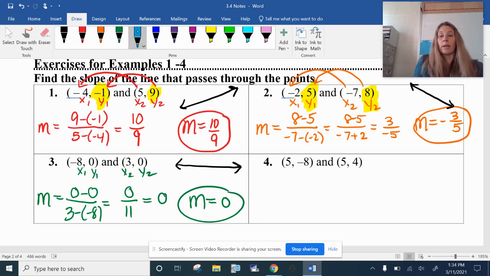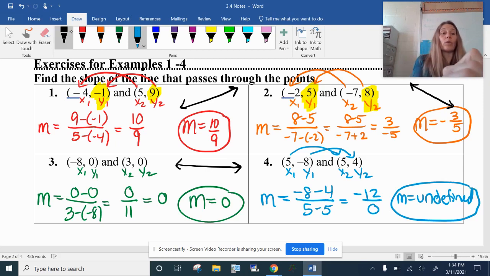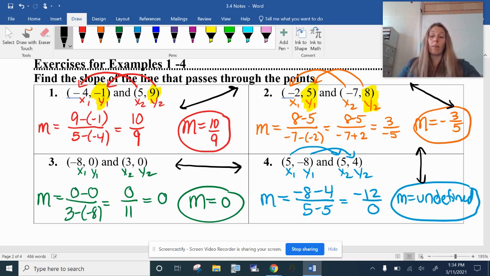And then finally, the last one here, x1, y1, x2, y2. I'm going to do this time -8 minus 4. So this time I decided to do y1 minus y2. So on the bottom, I would do x1 minus x2, which both happen to be 5. Now in this case, I got negative 12 over 0, but 0 is under, so that means my slope is undefined. And if I were to draw it, I would expect to see a vertical line.